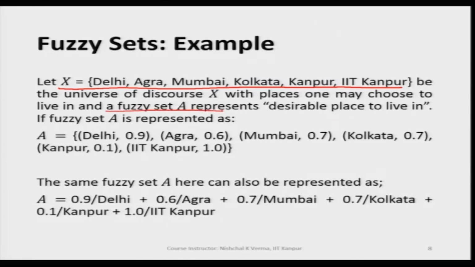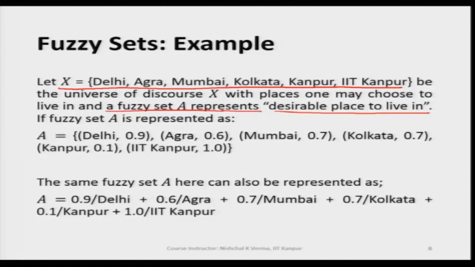a fuzzy set A that we would like to write. So, a fuzzy set that we would like to write is based on the desirable places to live in. So, if we write this in form of a fuzzy set, we will write it like this. So, A, if A is a fuzzy set, and this will be equal to the collection of all the elements.